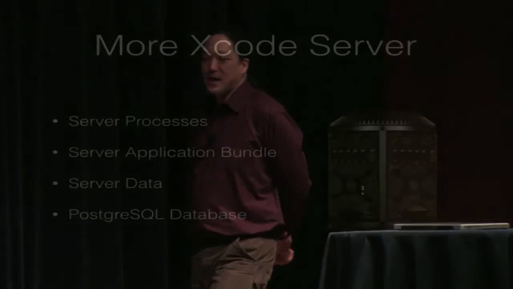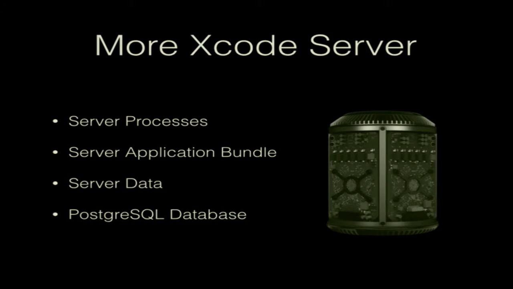So how do I know all this? Right? Well, probably because I spend too much time in the command line looking at all this stuff. But I thought I would share some of the stuff that I found out about Xcode Server, digging around to understand what's going on here. And there are 4 things to look at here. There are the actual server processes. There are the things that are inside the server application bundle. There's the actual server data, or that library server Xcode directory. And then there's a Postgres database that underlies us all.